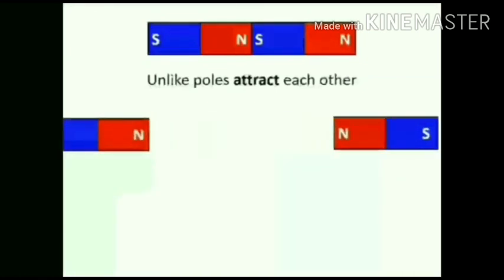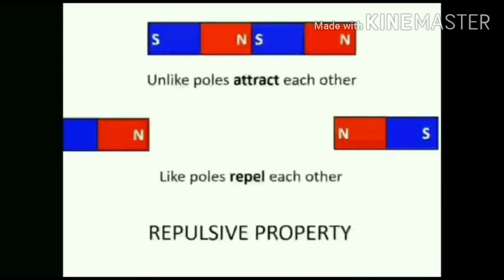And if I bring the north pole of one magnet toward the south pole of another magnet, I find that the two magnets attract each other. So, unlike poles attract each other. At the same time, if I bring the north pole of a magnet near the north pole of another magnet, I find that the two magnets repel each other. So, like poles repel each other. Now, this property in which like poles of a magnet repel each other is called its repulsive property.